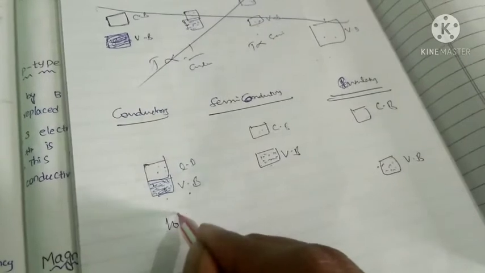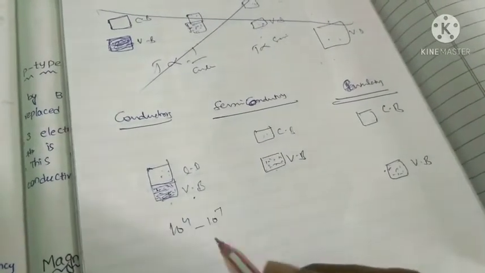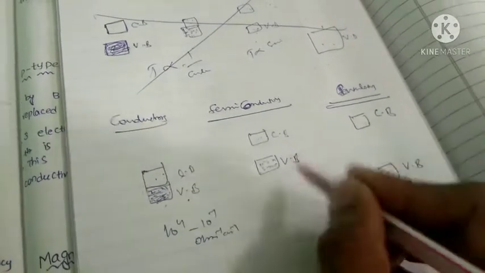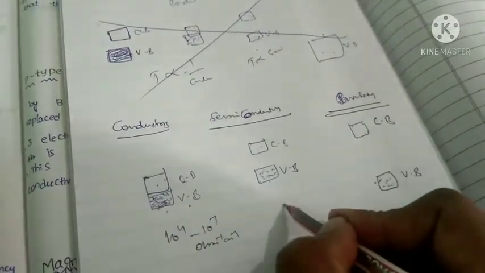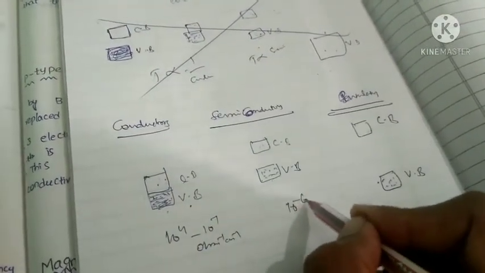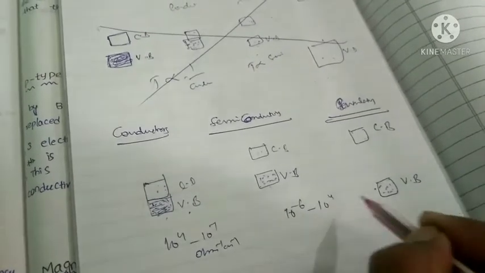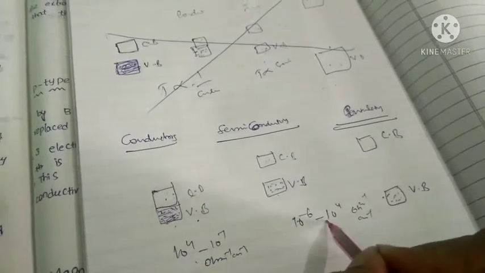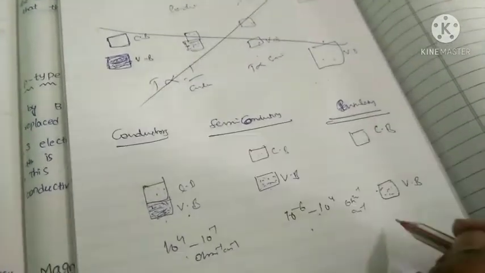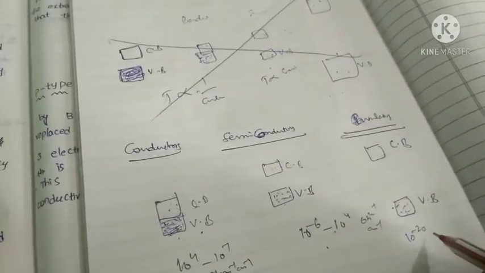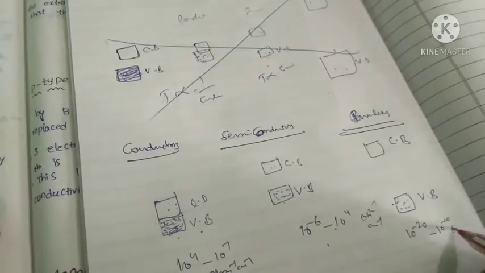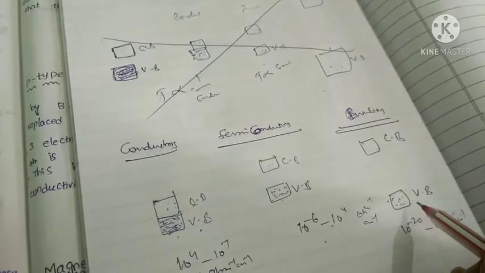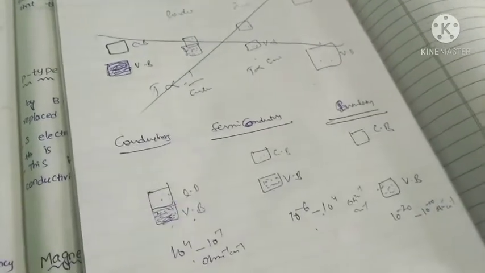Here, the conductivity range is how much? 10 to the power 4 to 10 to the power 7 ohm inverse centimeter inverse. Here, for semiconductors, the conductivity range is 10 to the power minus 6 to 10 to the power 4 ohm inverse centimeter inverse. That means compared to conductors, here the conductivity range is somewhat less. For insulators, the conductivity range is 10 to the power minus 20 to 10 to the power minus 10. That means here the values are negative, that means no chance to exhibit conductivity.